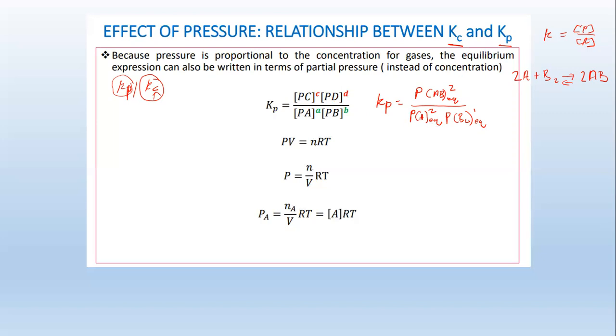Now, because here we are talking about gases, we know that the law of ideal gas states that pressure multiplied by volume is equal to the number of moles multiplied by R multiplied by T.